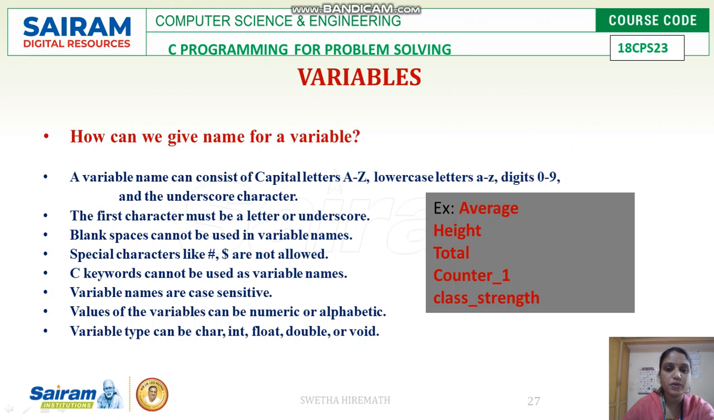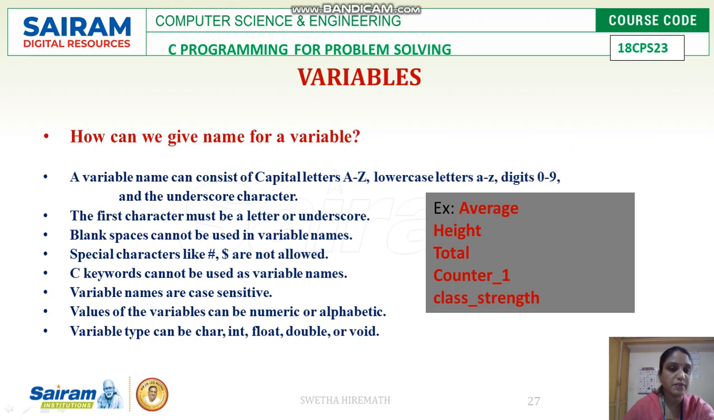C keywords cannot be used as variable names. Variable names are case sensitive. If you declare them with capital letters, then the same should be used throughout your entire program. If you declare them as capital but use them as small letters, then it is not acceptable. That is called case sensitivity. So variable names are case sensitive.